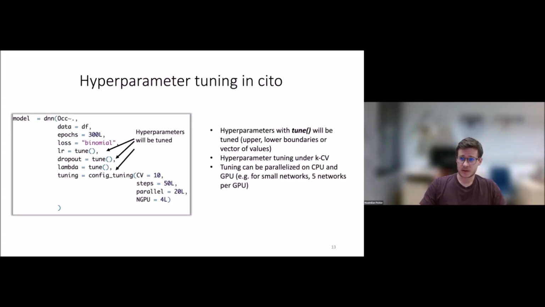And here in cito, we are using this tune function, which will tell cito which hyperparameter should be automatically tuned. So we can just tell cito that, for example, the learning rate should be tuned, the dropout or the lambda. And within this tune function, we can also set the lower and upper boundaries, but we can also give this function a set of possible values that should be tested. And cito will then do the hyperparameter tuning under a k-fold cross-validation. And because this can be computationally very expensive, this can be parallelized. But also, if you have several GPUs, it can also be parallelized over several GPUs if you have them.